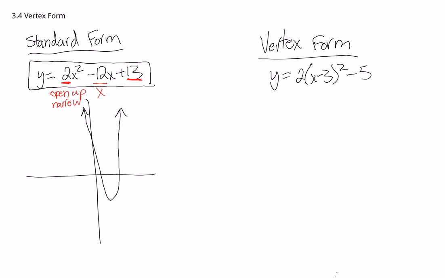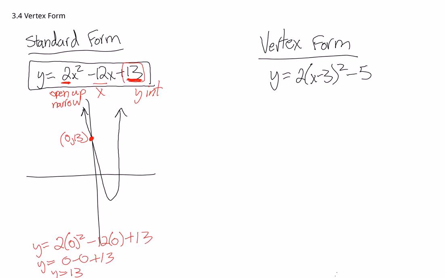But the last number, the 13, actually gives us our y-intercept. We know that our y-intercept is going to be at (0, 13). The reason for that is if we plug a 0 in for x, 2 times 0 squared minus 12 times 0 plus 13, we would get 0 minus 0 plus 13, which is just going to give us 13. So that last number of our equation gives us the y-intercept. That's the only thing that we know for sure in this equation.